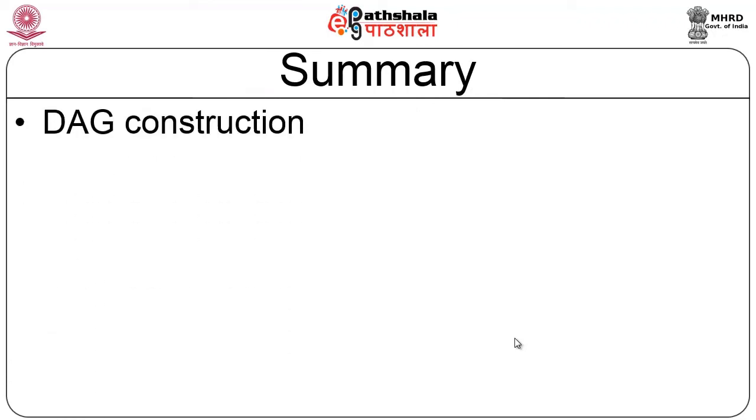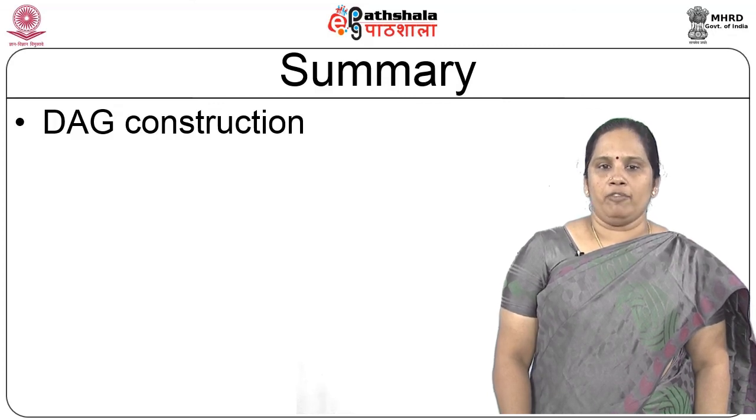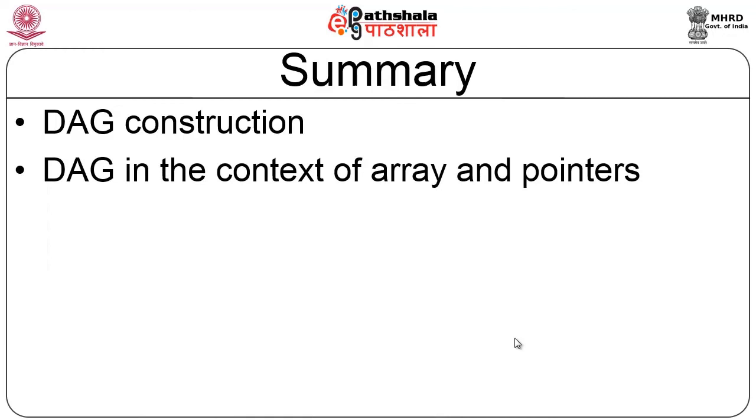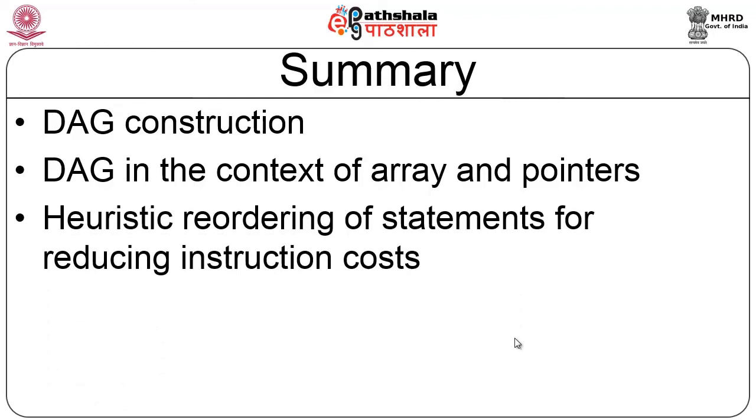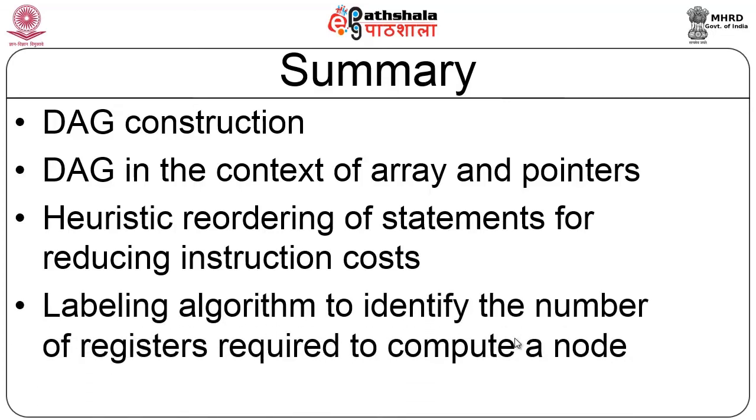Now on to summarizing this particular module. We have seen the construction of DAG. We have also seen the construction of DAG in the context of arrays and pointers. We have also seen the heuristic reordering of statements for reducing the instruction cost, and the labeling algorithm is also defined and used here, which identifies the number of registers required to compute a particular interior node. The heuristic reordering is under the principle that before listing a particular node, all of its parents must be listed, and the labeling algorithm is on the basis that when I am trying to label an interior node, its children should all be labeled. So this is the strategy used by these two situations.